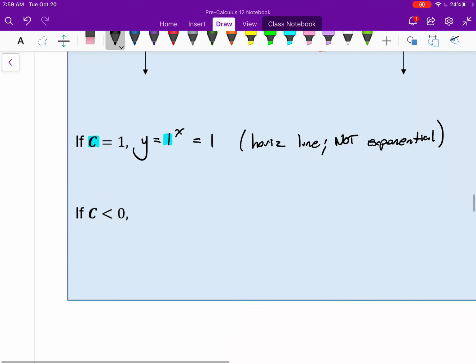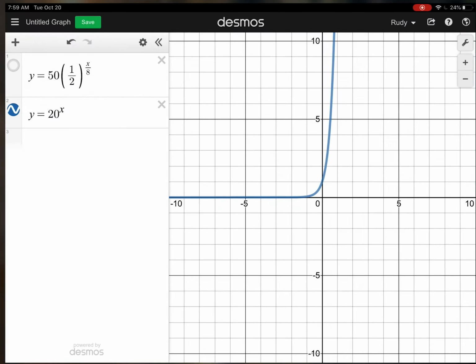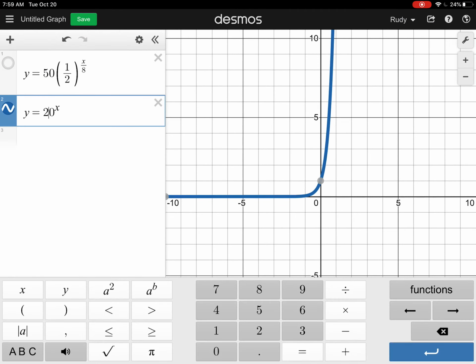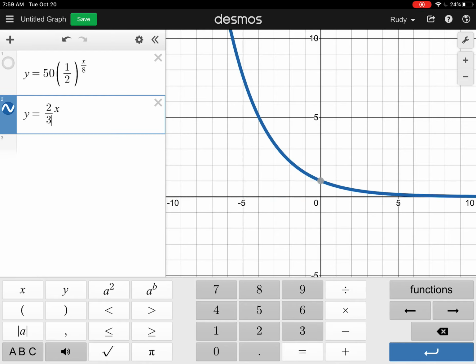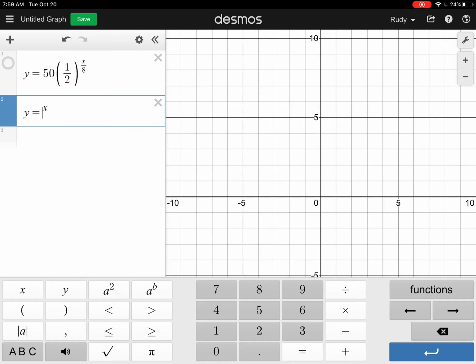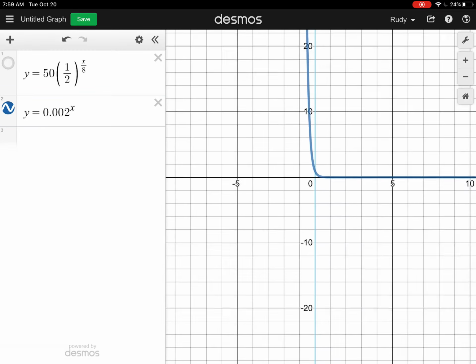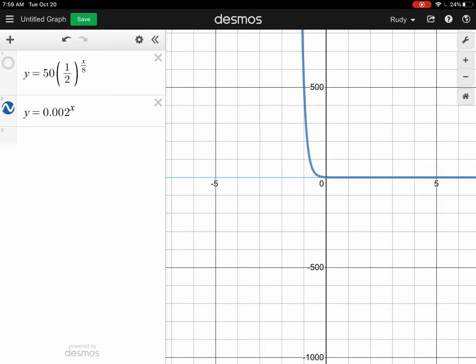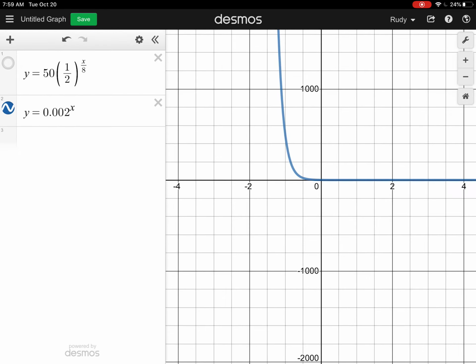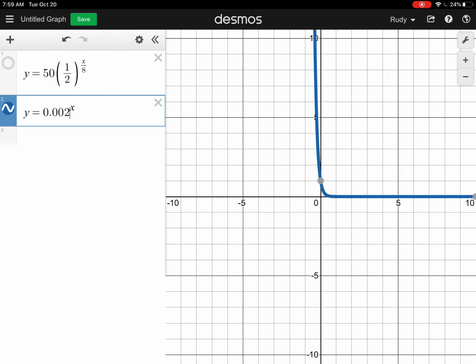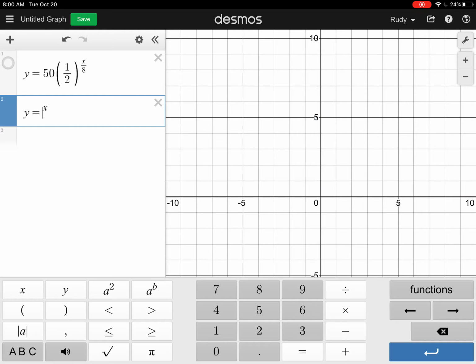What if your base is negative? Then things kind of fall apart. In fact, let me show you. All these things, no matter what I made this base, if I make it 2/3, it still has that sort of exponential, in this case, decay. If I make it 0.002, and I compress it enough, you can see, again, this is that same sort of exponential decay. What if I make it 0? What if I make it negative something?